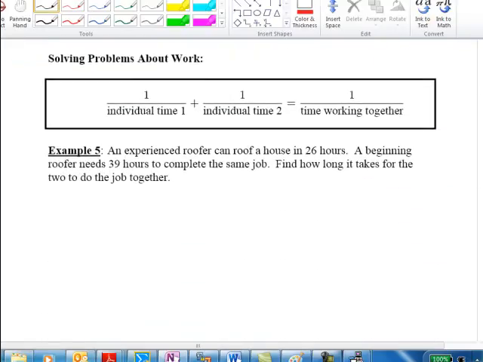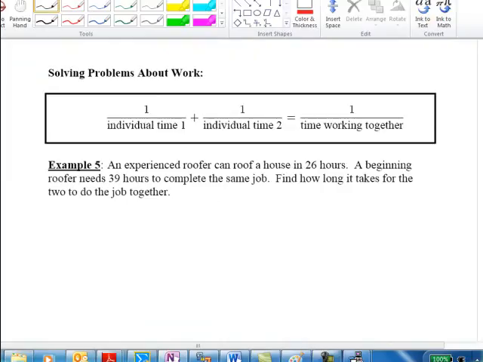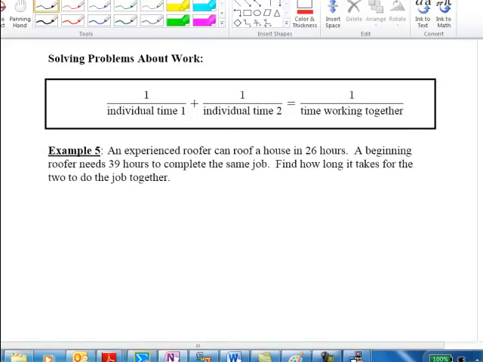Okay, then another type of problem you'll see in this section is problems that involve people or machines trying to accomplish a task, and we're given information about them working separately and want to find the information about them working together, or the other way around. What you're going to see is this pattern. The equation you're going to set up is, you'll take the reciprocal of the first individual time plus the reciprocal of the second individual time, and that should equal the reciprocal of the time it takes them working together.